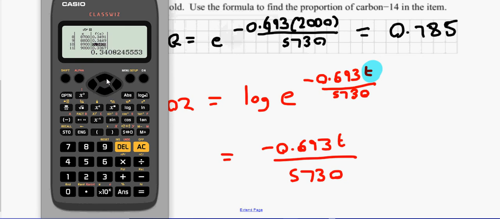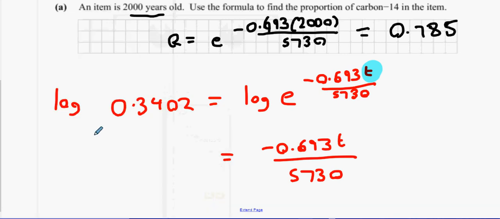There you go. Around 8,900 years old. If I don't get an answer like that, I know what I've done is complete crap, basically. Do you get what I'm saying? So I've used this technique to check my answer before I even get it. Now I'm going to go about getting it. Okay.